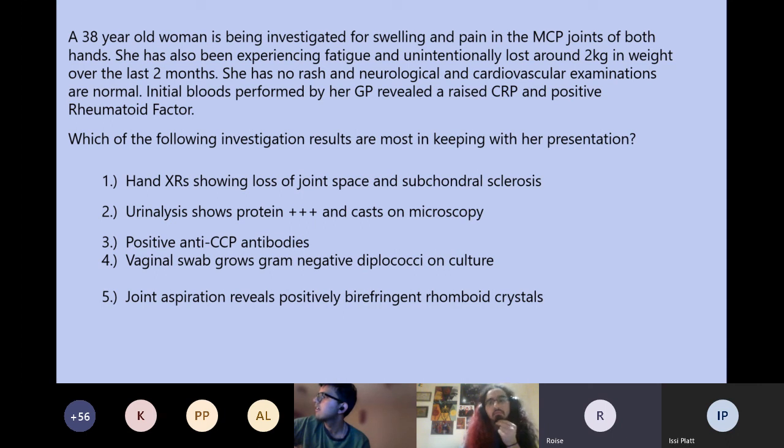Okay, so she's quite young. Symmetrical MCP arthralgia. Yeah. Constitutional symptoms. So I don't think she has osteoarthritis in her hands, so that probably rules out number 1. Absolutely. No, not joint aspiration either. Yeah. I don't think she has kidney disease. That would be more like maybe a lupus nephritis, number 2. Yep. Yeah.